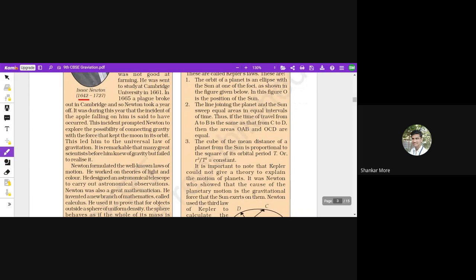This incident prompted Newton to explore the possibility of connecting gravity with the force that kept the moon in its orbit. This led him to the universal law of gravitation. It is remarkable that many great scientists before him knew of gravity but failed to realize it. Now, see, this is a very interesting line. कि न्यूटन से पहले भी कई सारे लोगों को पता था कि ग्रेविटी नाम की चीज एग्जिस्ट करती है, but they don't know the exact name, कि इसको ग्रेविटी बोलते हैं या फिर this is how it works.